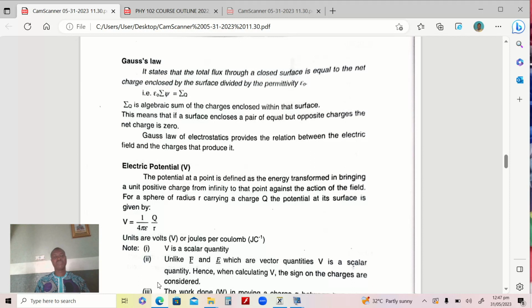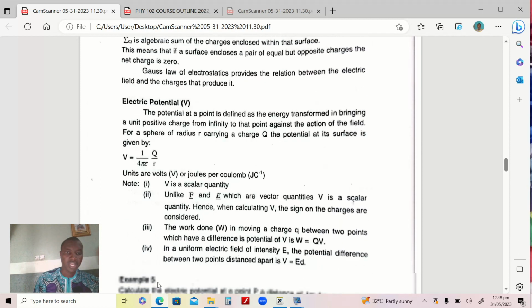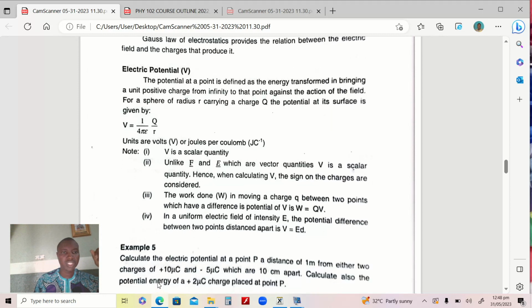It also says that the algebraic sum of all charges enclosed within that surface determines the flux. This means that if a surface encloses a pair of equal but opposite charges, the net flux is equal to 0. So Gauss's law of electrostatics provides the relation between the electric field and the electric charge that produces it. That's all about Gauss's law. I believe you can keep that at the back of your mind, because some of you will deal with it in the future, so you won't say you have never heard of it before.